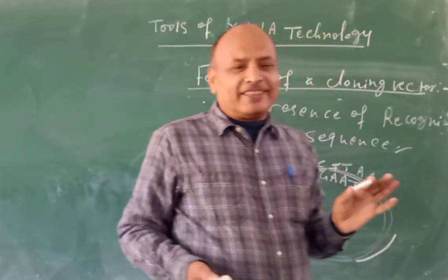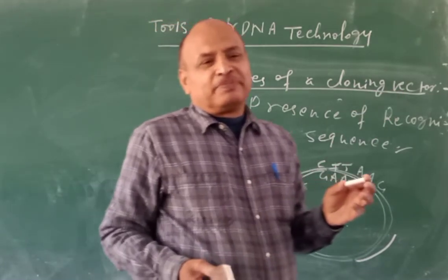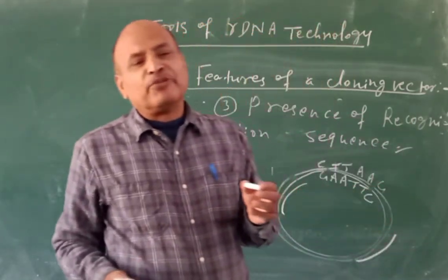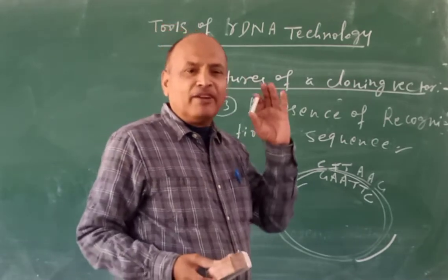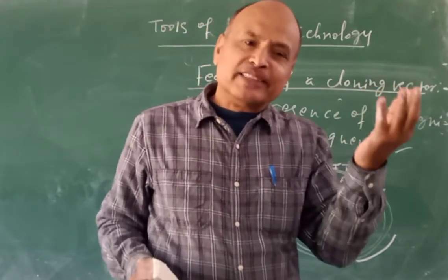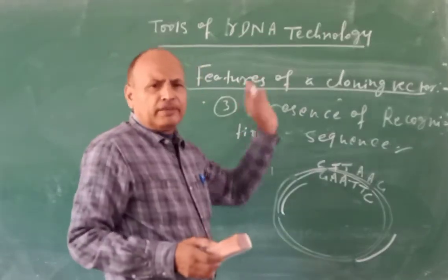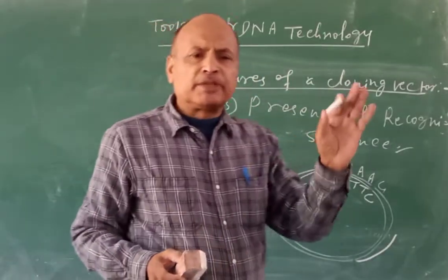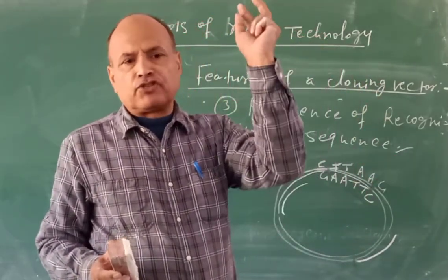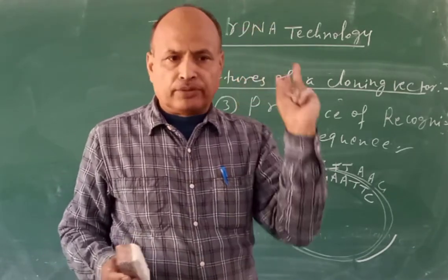तो हम लोगों ने अभी देखा कि एक क्लोनिंग वेक्टर के क्या क्या फीचर्स होने चाहिए. What are the features that must be present in a vector to be chosen for cloning a gene? ठीक है? So there are three important features that must be present in a cloning vector, that is presence of ori site, presence of selectable marker, presence of recognition sequence.